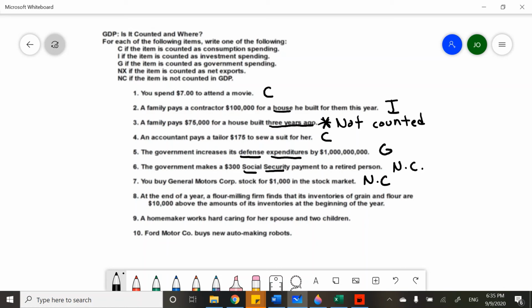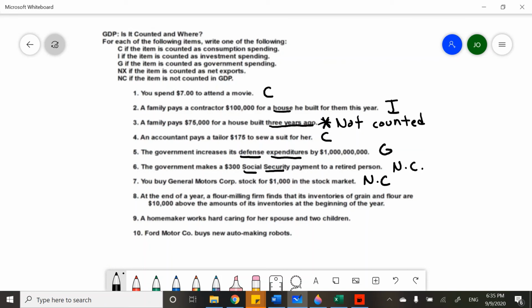Remember, as you're going through these examples, that we're basically adding layers to what we count in GDP and we don't. So, for examples such as number 7, we must remember the definition of GDP. We're trying to measure production. If it's some kind of financial transaction or transfer payment, nothing is being produced.